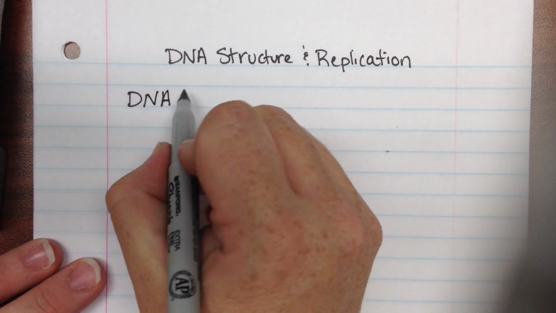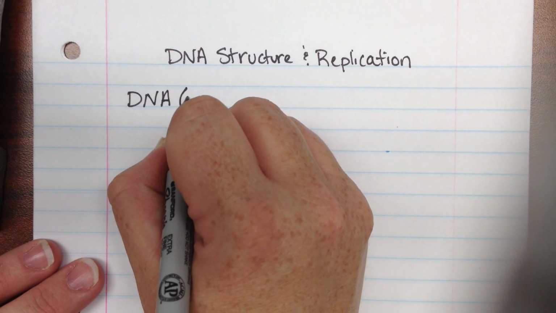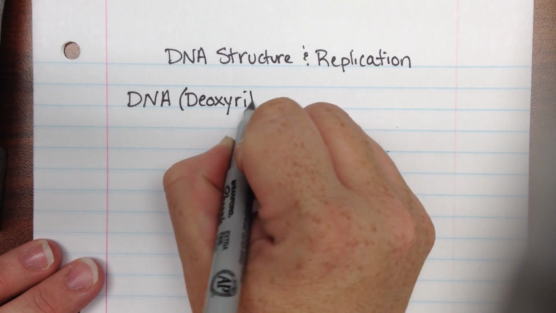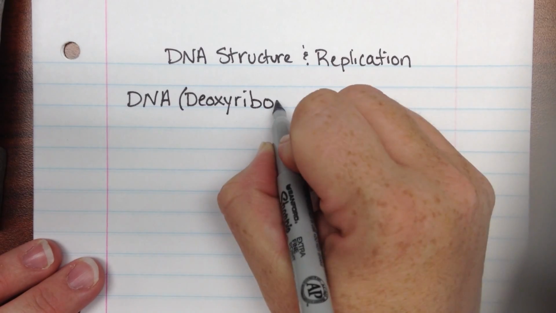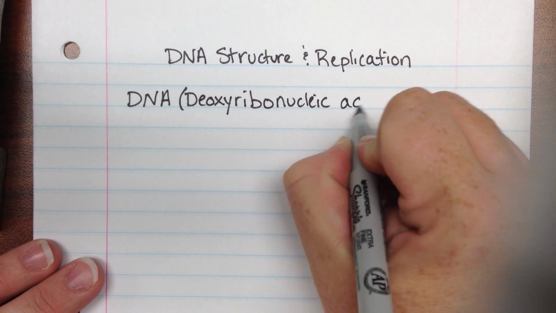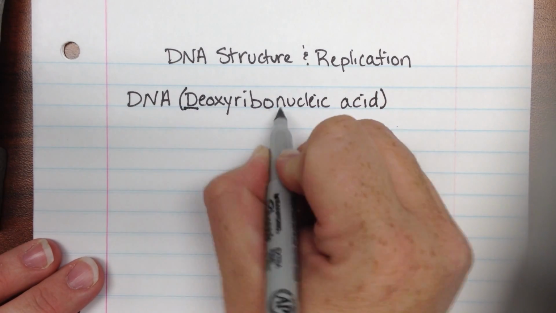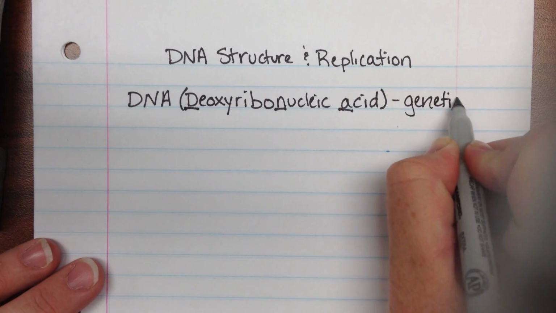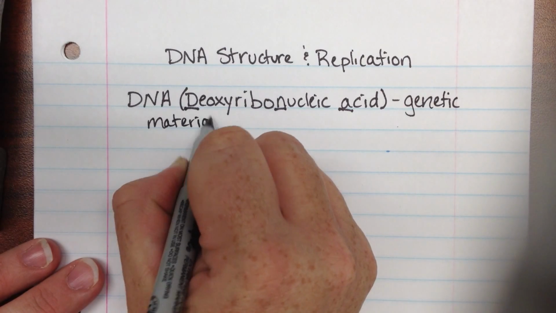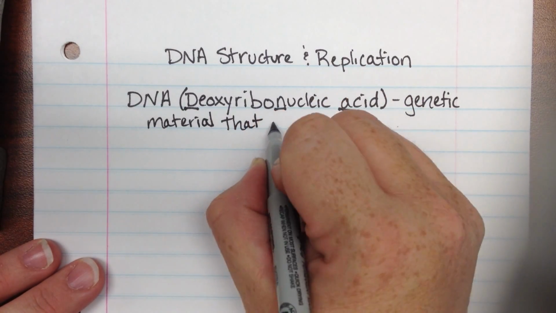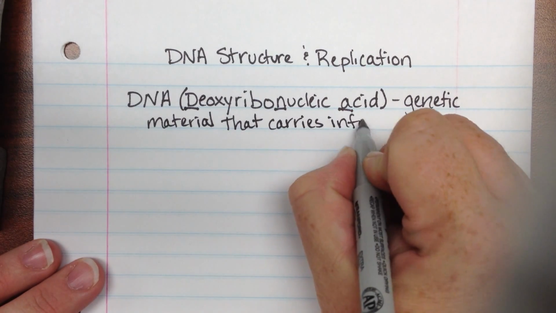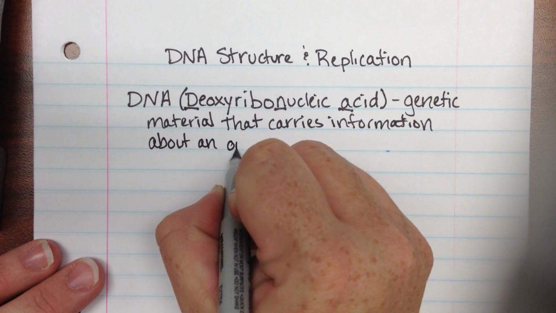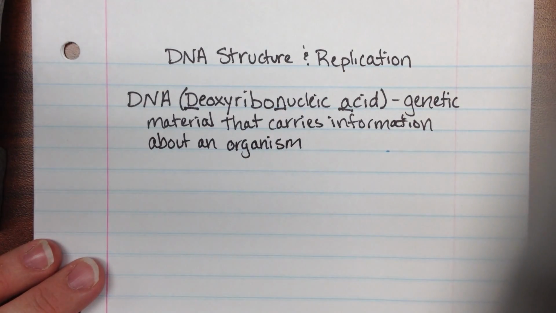Okay, that is an abbreviation for a big long word that you can sound really smart if you learn what it stands for. It's deoxy. D means without oxygen. Ribo, that's for the type of sugar called ribose. And then we should already know that it is a nucleic acid. Okay, so this is where we get the D, the N, and the A from in DNA. And what this is basically, it is genetic material that carries information, important information, about an organism from one generation to the next.